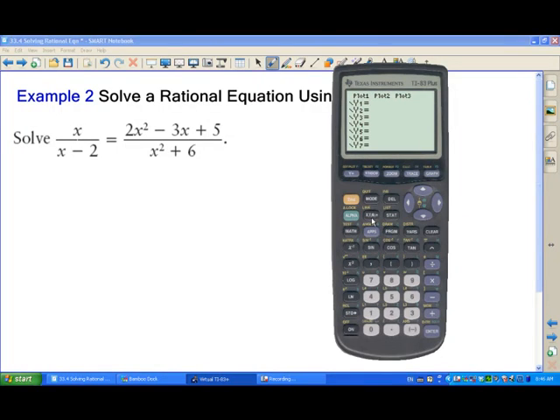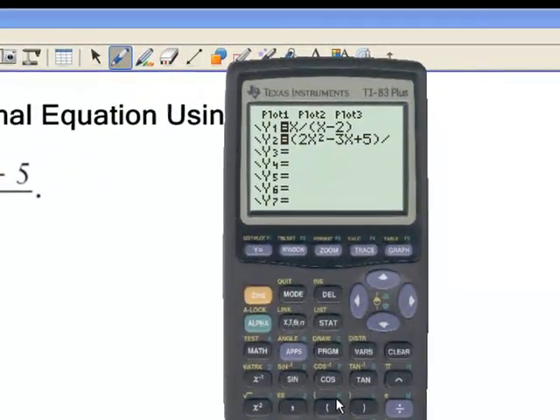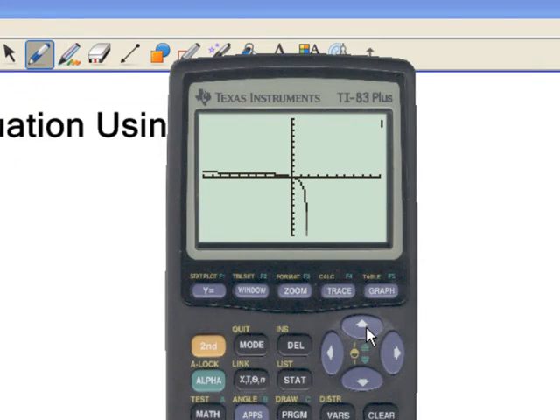So I'll graph x over x minus 2, and I'll graph 2x squared minus 3x plus 5, all over x squared plus 6. Let's see what this looks like.